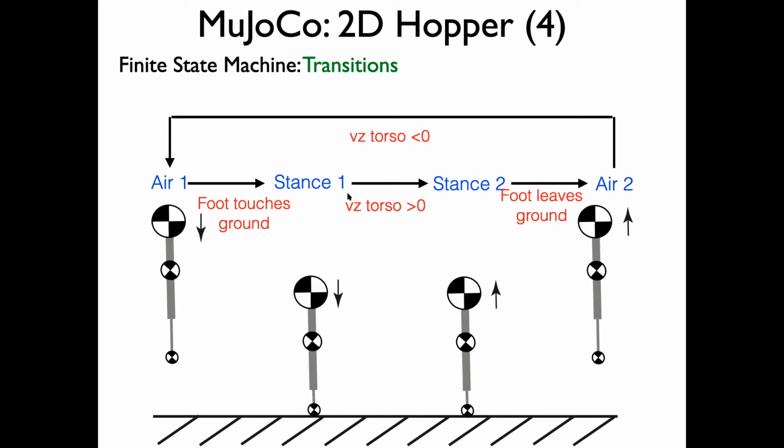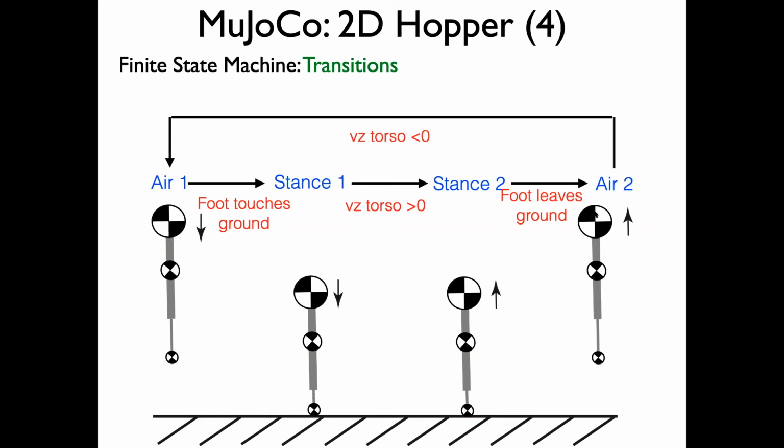Then between stance 1 and stance 2, the difference is that the velocity of the torso is going from downwards to upwards. So I'll just check the velocity of the torso. If it is upwards, I'll transition to stance 2. Then I will check the foot position. And if it is greater than the radius, because upwards is positive, I will know that the foot left the ground and transition to air 2.